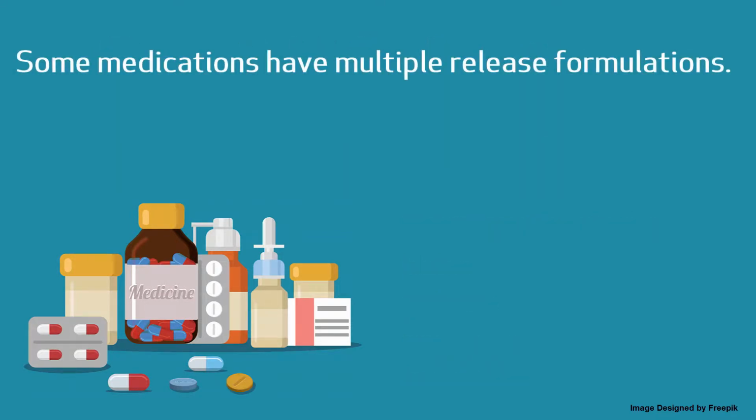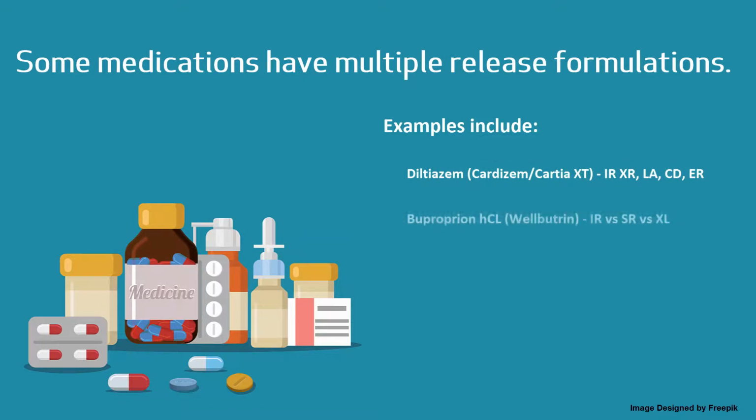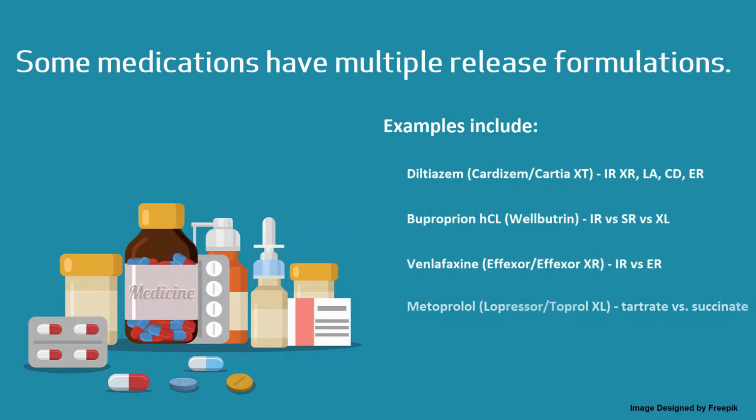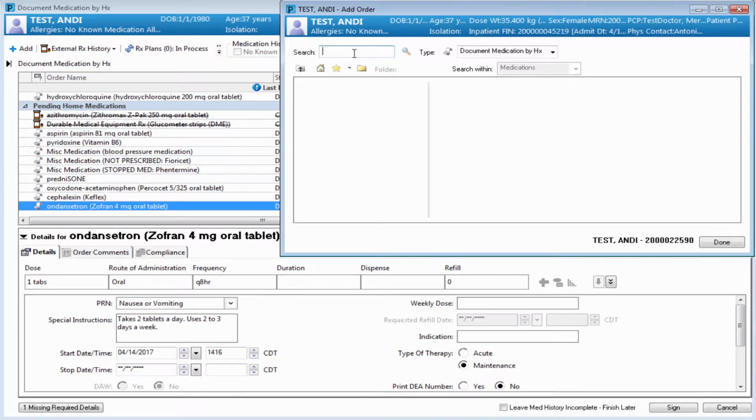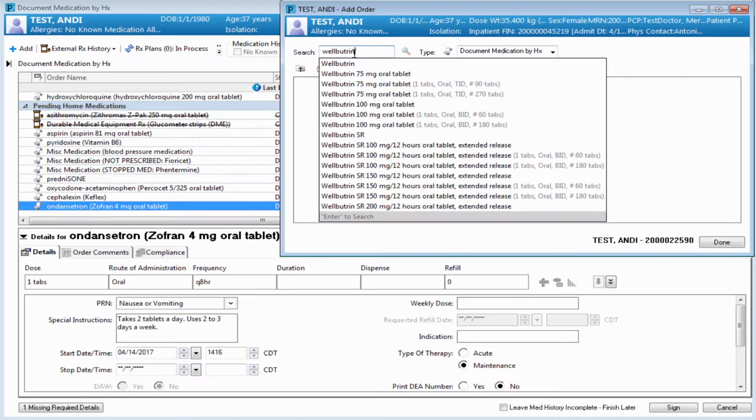Some medications have multiple release formulations. Examples include diltiazem, bupropion, venlafaxine, metoprolol, and verapamil. Be careful to select the correct drug. If in doubt, do not select a formulation.